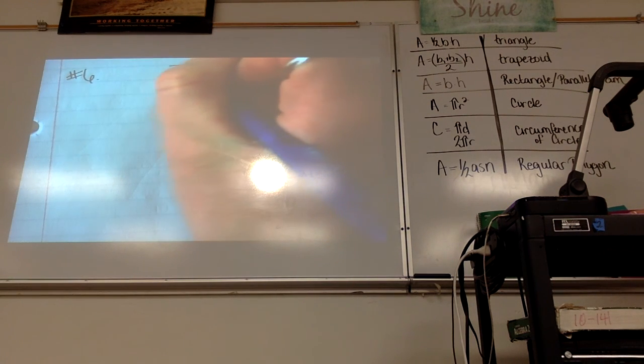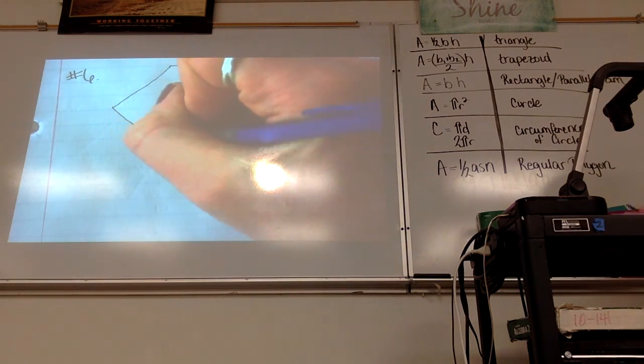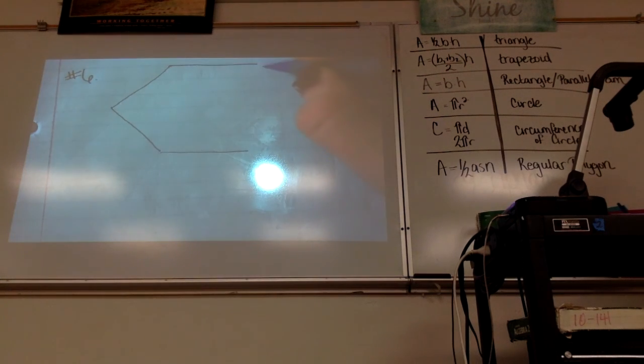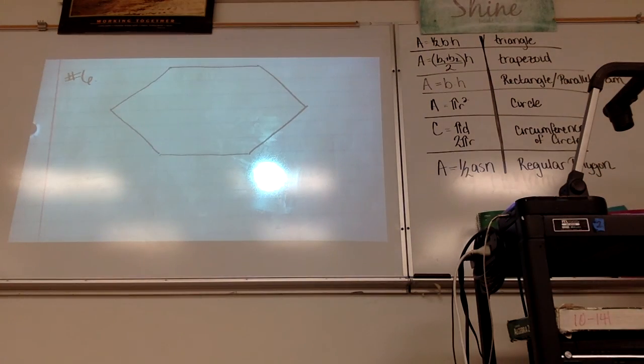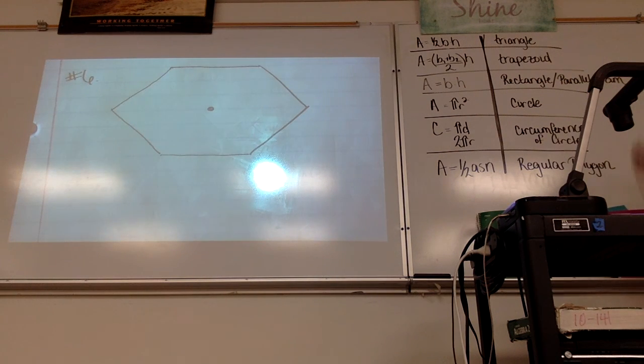So start by drawing a 6-sided figure, please. Make it nice and big. This is number 6 off the homework. Six-sided figure is called what? What is it called? Stop sign. Hexagon. That's an octagon. But same thing.